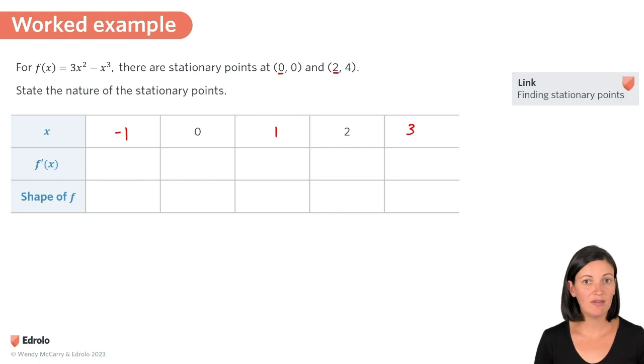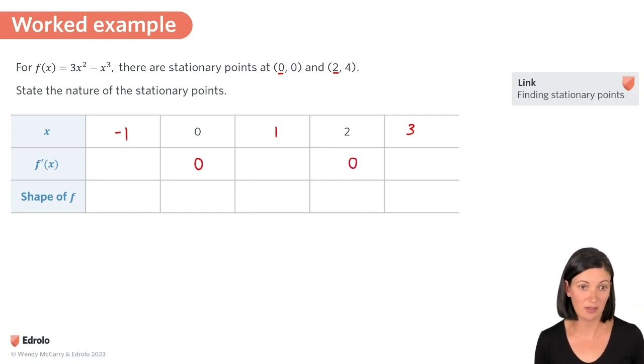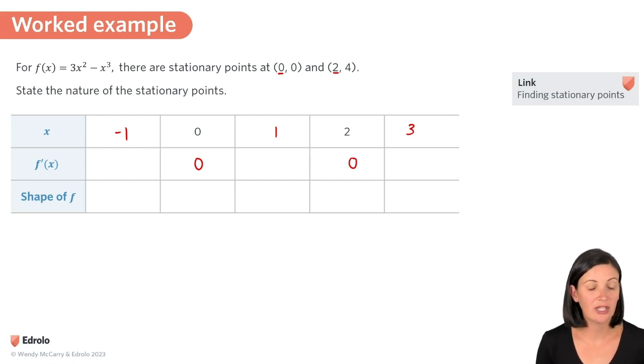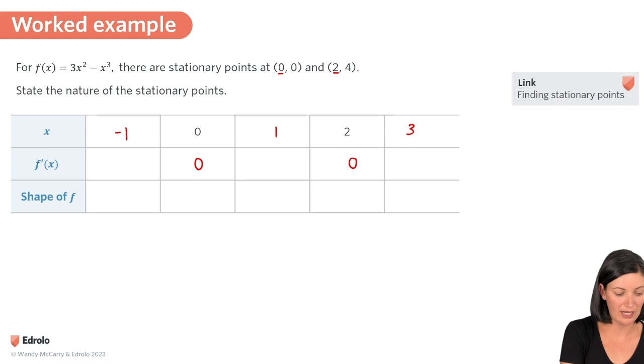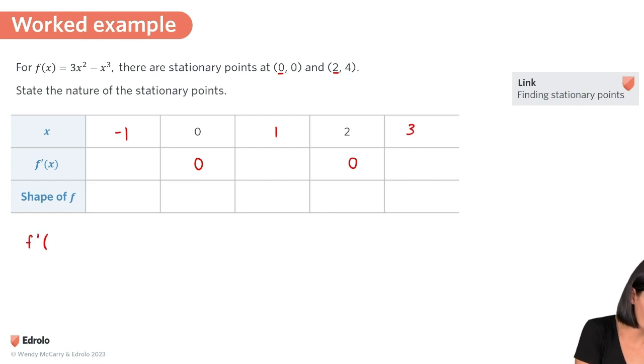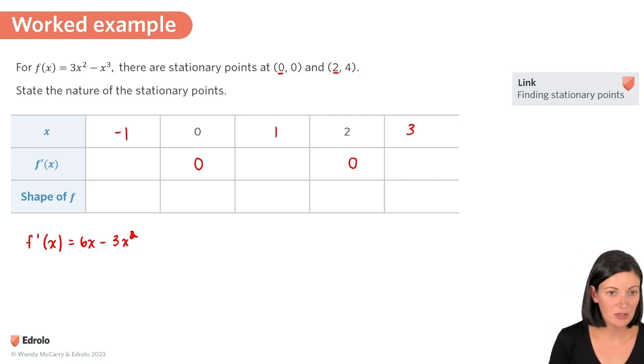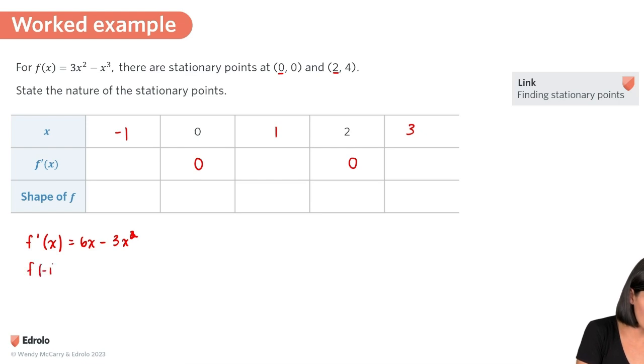Then we're going to have a look at what happens to the gradient at each of these points. Now, at our stationary points, we already know that the gradient is equal to 0, okay? But now we're going to have a look at what happens to the gradient, for example, when x is equal to -1. So the first thing I need to know is exactly what the derivative is. So for 3x squared minus x cubed, the derivative is equal to 6x minus 3x squared, okay?